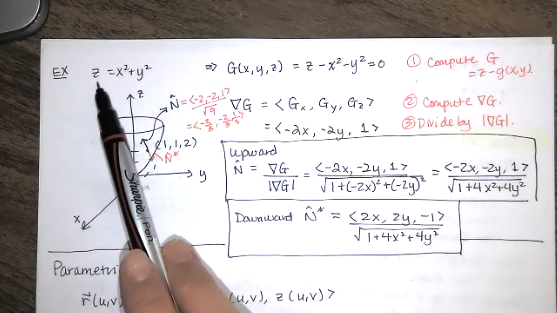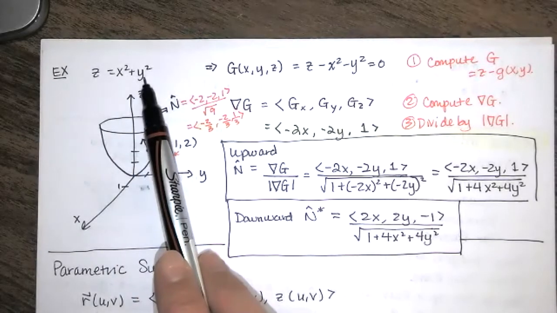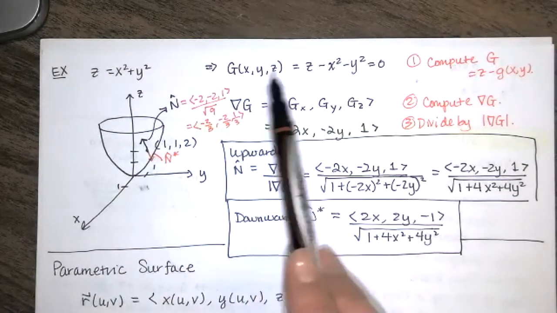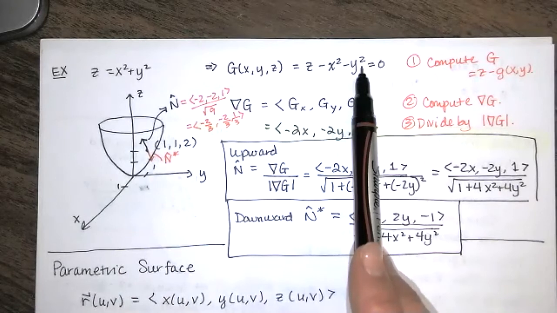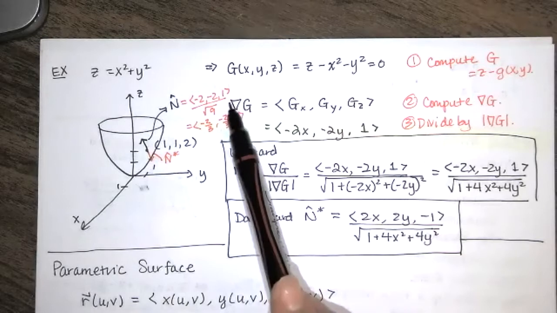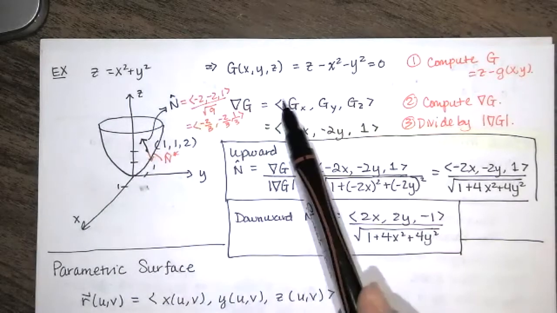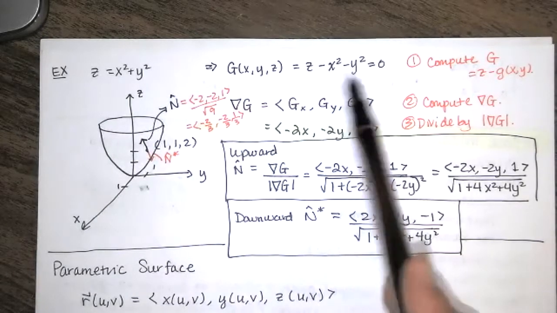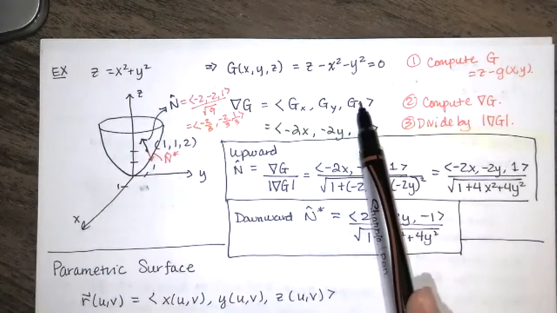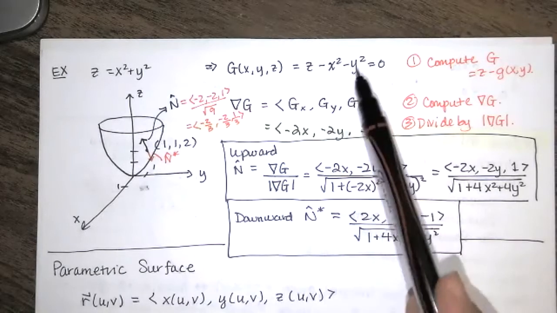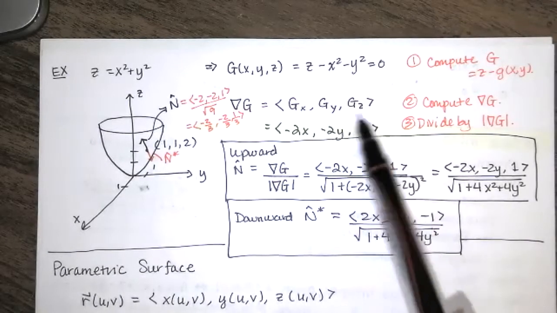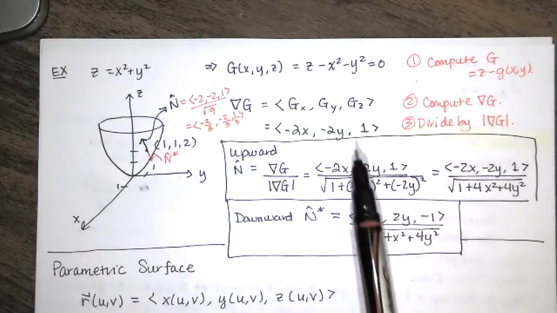So first we take this z as a function of two variables, x and y, and we rewrite it this way. We say capital G of x, y, and z is this. After you've computed G, then you take its gradient, and you could use that formula on the other page. I just look at the formula here and take the partial with respect to x, with respect to y, and with respect to z. So I get -2x, -2y, and 1. And I know it's an upward unit normal because that's a +1, and I want an upward unit normal generally.